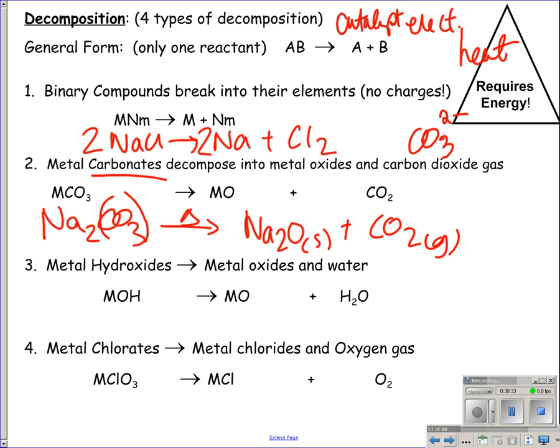How many sodiums over there? How many over here? Awesome. How many oxygens here? 3. How many here? 3. 1, 2, 3. It's split, but they're all there. How many carbons? 1. How many carbons? 1. Check. It's balanced.